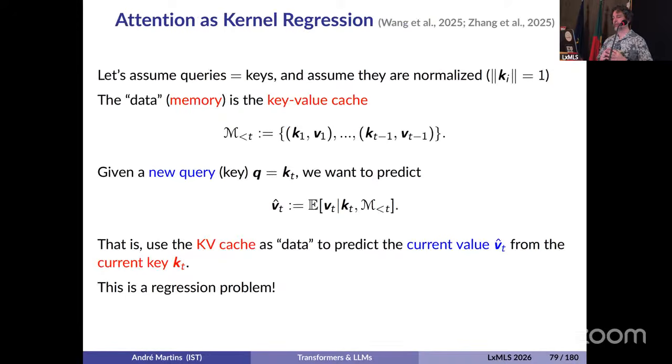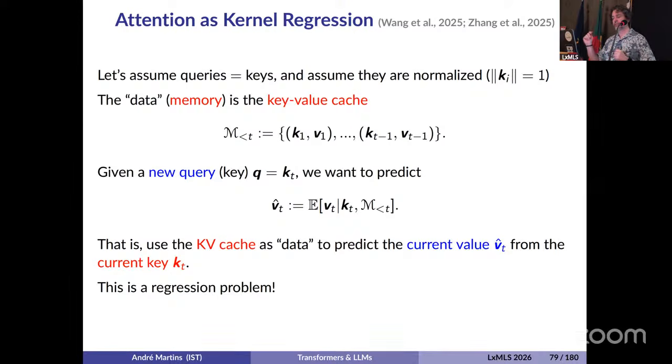So I talked earlier about the KV cache, the key value cache, right? You are accumulating the keys and values for the past tokens that have been generated. And so you can think of this KV cache as your memory, right? So at time step t, your KV cache is going to contain all the keys and values up to t-1. And now let's assume that you are in time step t, so you have to generate the next token. And therefore, we have a new query, okay? So I'm going to assume for convenience that queries and keys are the same. So we are going to use the same projection matrices for queries and keys.